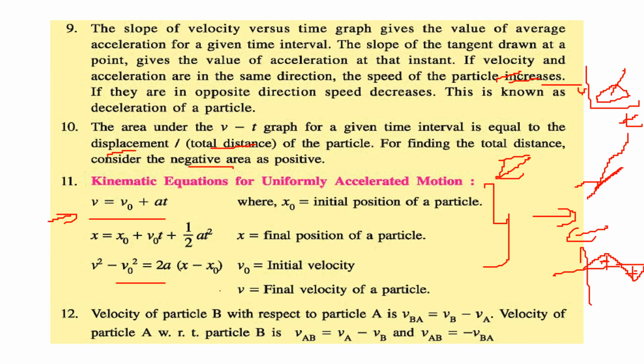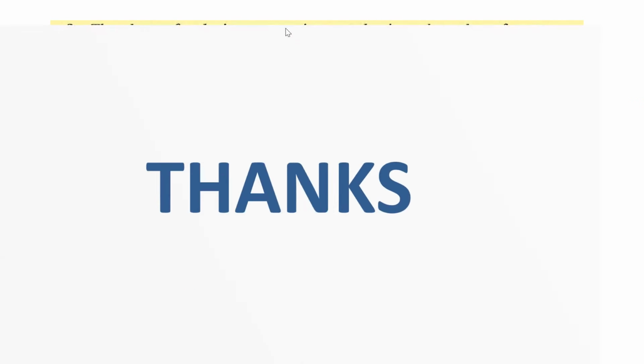The velocity of particle B with respect to A is VBA, which is simply VB minus VA. The velocity of particle A with respect to B, which is VAB, is VA minus VB, and these two are opposite, so VBA is equal to minus VAB. So this is about motion in a straight line.